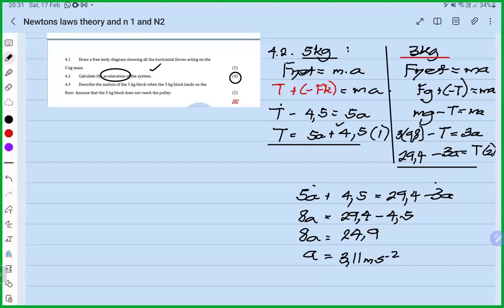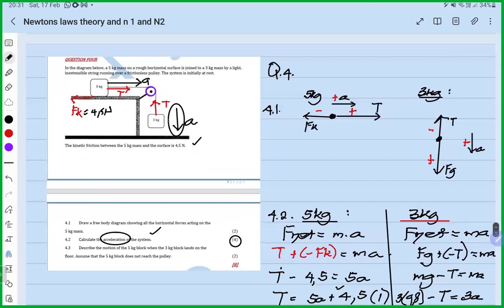Now, when they say calculate the acceleration of the system, this is a very poorly phrased question. It should have said calculate the magnitude of the acceleration. Because if you have to put in a direction, you're going to have to put in 2 different directions there. Because for the 3 kilogram, you'd have to say that the acceleration is 3.11 downwards. And for the 5 kilogram, you'd have to say that the acceleration is 3.11 to the right. And don't forget the meters per second squared. Now, they generally are not so tardy with the phrasing of the question. They're quite specific.